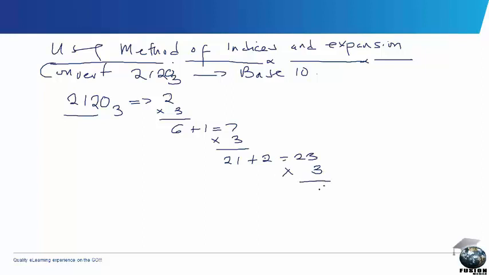Alright, 3 times 3 gives you 9, and then 2 times 3 gives you 6, so 69. Alright, and the next digit there, which is the last digit, is 0, and at this point 69 plus 0 is equal to 69. At this point when you add the last digit, you stop multiplying by the base number. So therefore we can say that 2120 in base 3, if converted to base 10, gives 69 in base 10.